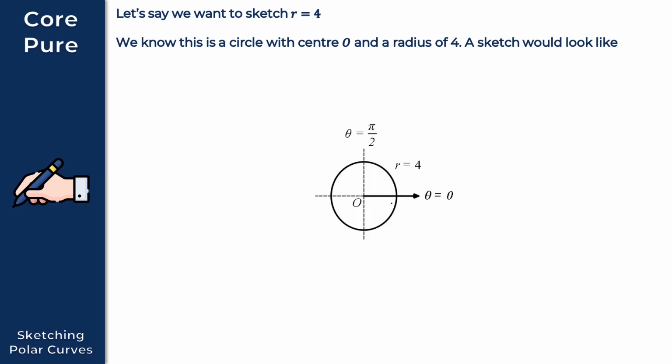So we get a circle here, centered at the origin O, and this length here is 4 units. Again, we don't actually sketch it, but that length there would be 4 units. Same again here, and then finally, same again here. So a nice straightforward, easy example to get us started.